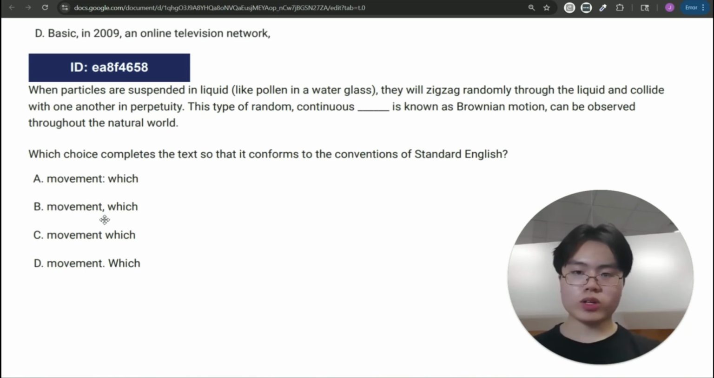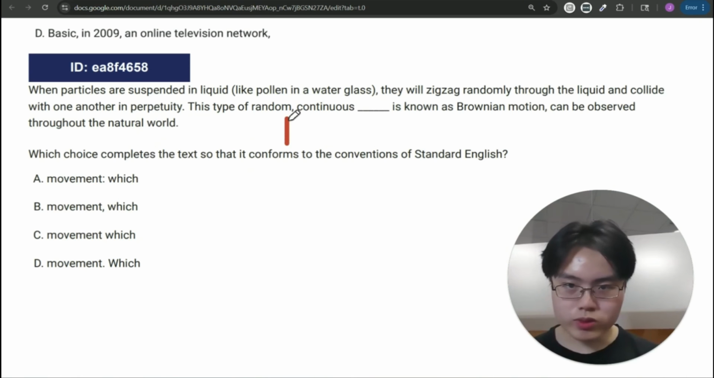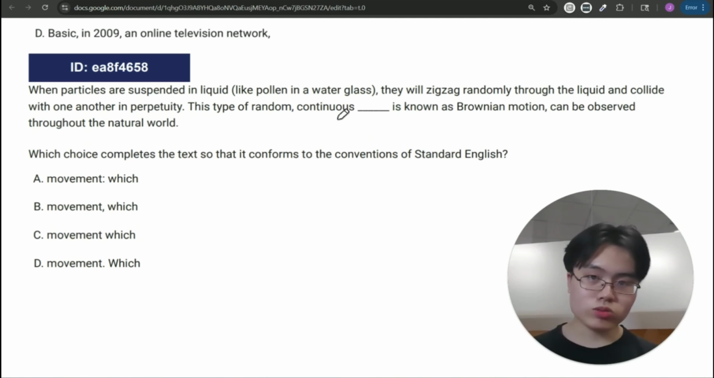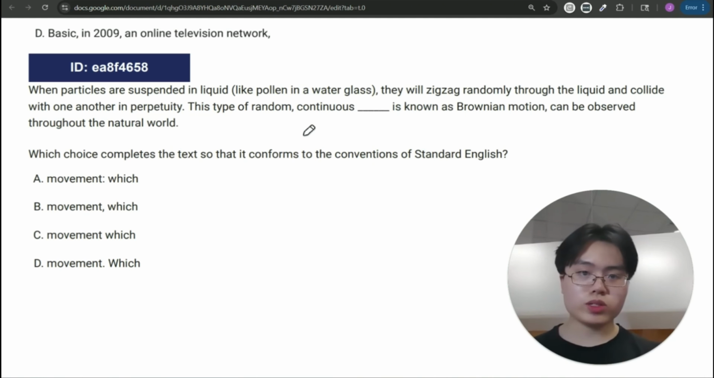And for B to be correct, there has to be a non-essential element somewhere before or after it to attach the rest of the sentence. Okay, this type of random, continuous movement, which is known as Brownian motion. Okay, so you see the which, and by the way, there probably should be a comma there. Now, I kind of want to address this. I never went over this comma. If you were confused why this comma is here, they don't actually test you on this, but it does show up in the passage. It's super rare though, but I just want to bring it up just in case.